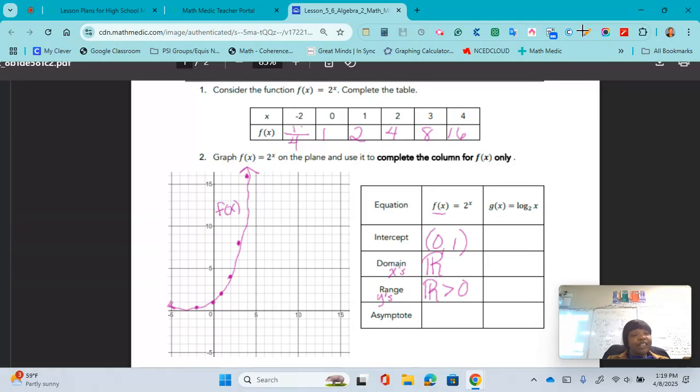And the last part is our asymptote. Our asymptote is where this graph gets closer and closer to, but it will never cross. That is at y equals 0.